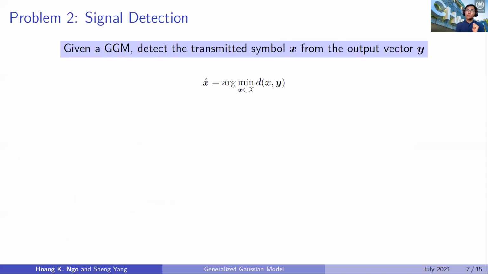Now we go to the second problem, which is signal detection. So the question is, given that we are communicating through a channel that follows a generalized Gaussian model, how to detect the transmitted symbol X from the output vector Y. And here we assume that X is uniformly distributed in a discrete finite constellation curly X. And we want to find the constellation point that minimizes a given metric D. If we use the ML detector, then the metric is given by the minus log of the likelihood of the output given the input. And we denote this function as F, which depends on the output, the mean, and the covariance matrix.